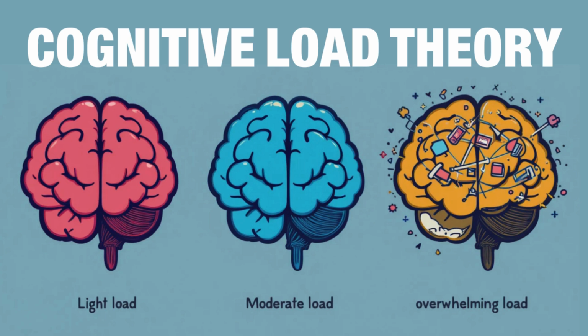Strategies to reduce cognitive load. 1. Chunking information. Breaking information into manageable pieces improves retention. Instead of trying to memorize an entire textbook chapter, focusing on smaller sections helps learners process details more effectively.